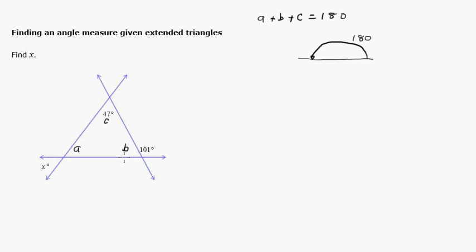So in this case, we could say that B plus 101 degrees is equal to 180. Okay, so you can see we can find B. I'll come back to that in a minute.